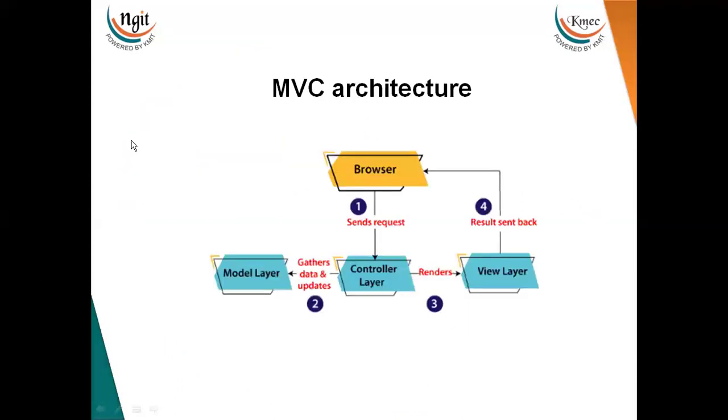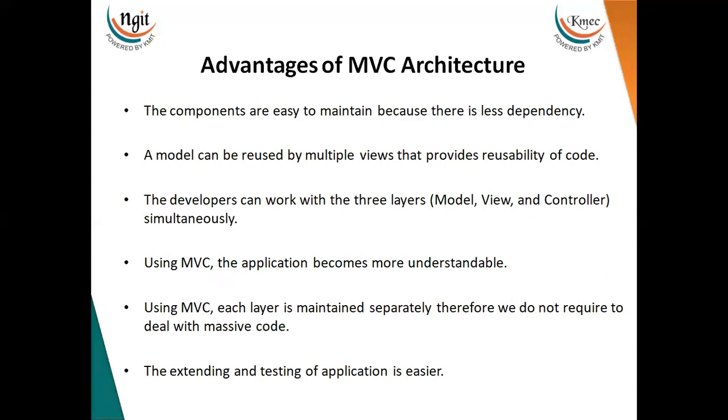So here you have the diagrammatic representation. The browser, that is nothing but the view part, right? It sends the request. Then the controller layer gathers the data and updates the data to the view layer, right? The view layer sends back results to the browser, right? This is the architecture of the MVC.